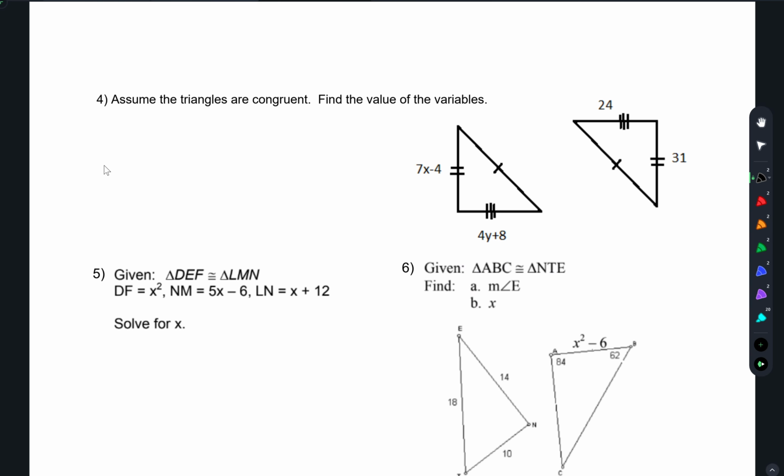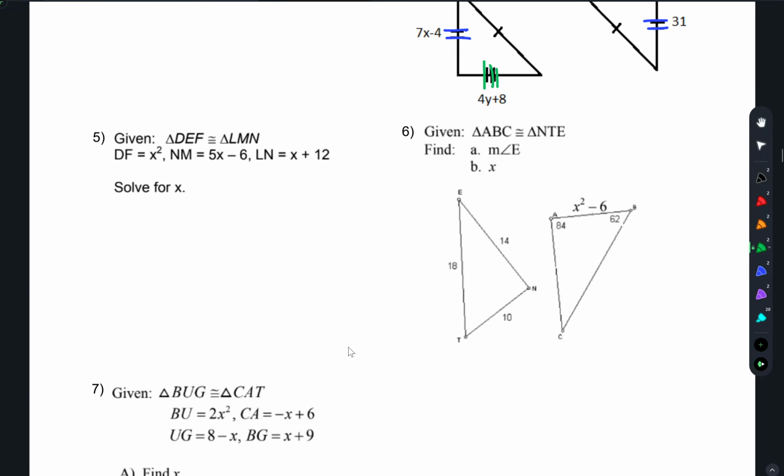Okay, flip it over. I honestly don't think we need to really do 4. Assume the triangles are congruent. We should just be lining up tick marks. 2 tick marks goes with 2 tick marks. I can set those equal. 3 tick marks goes with 3 tick marks. I can set those equal. Are we okay if we don't do that problem all the way? Okay, let's look at some more complicated stuff.